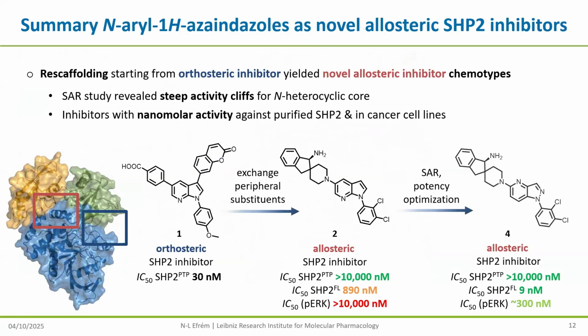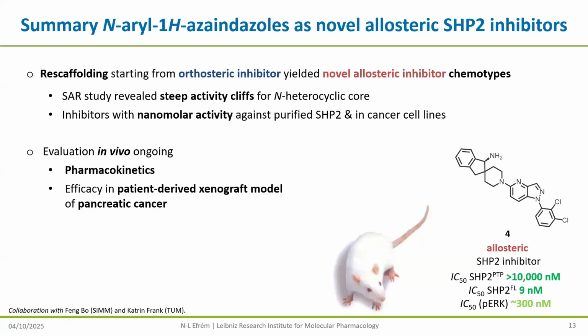Let me summarize what I explained to you. Starting out from allosteric, that is active site targeting SHP2 inhibitor, we discovered a novel series of N-aryl-1H-azaindazoles and azaindazole-based allosteric SHP2 inhibitors. The most potent derivatives from this novel series of allosteric SHP2 inhibitors have nanomolar inhibitory potency on the isolated enzyme and inhibit downstream phosphorylation of the ERK protein in cancer cell lines.